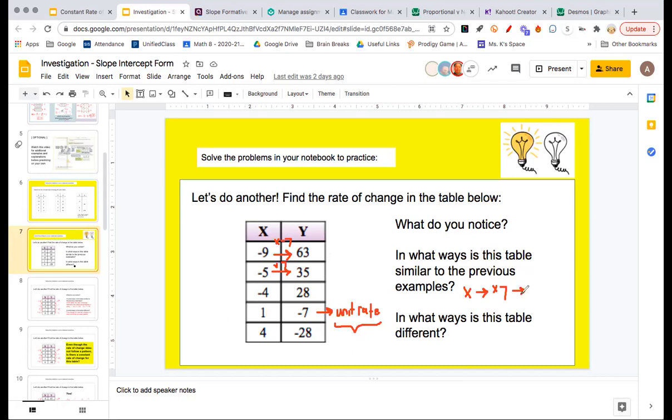Okay. Anything else we notice is similar? Or maybe different? The x, like from 9 to 5. There's a difference of 4, like the other problem. Okay. Keep building off of that idea. Someone build off of Eva's idea.